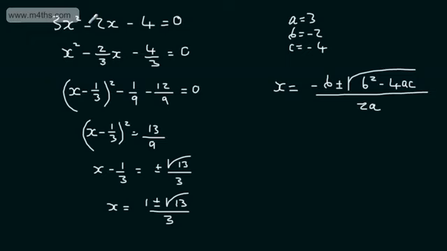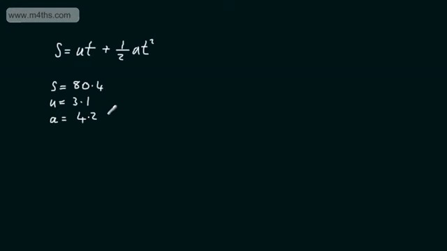So let's have a look at where this could be advantageous. Say we were doing a question in mechanics. One of the constant acceleration equations is s equals ut plus 1/2 at squared. s is the displacement, u is the initial velocity, a is acceleration, and t is the time. Let's say we were given the displacement as 80.4 meters, the initial velocity was 3.1 meters per second, and the acceleration is going to be 4.2 meters per second squared.